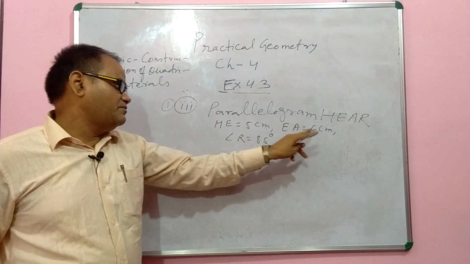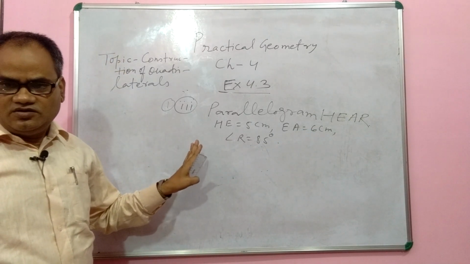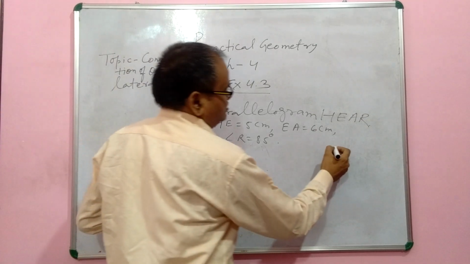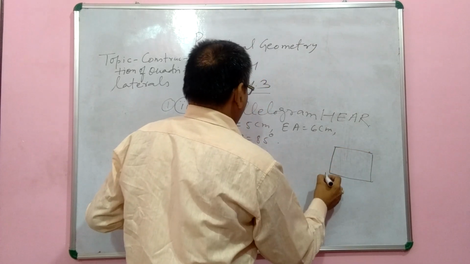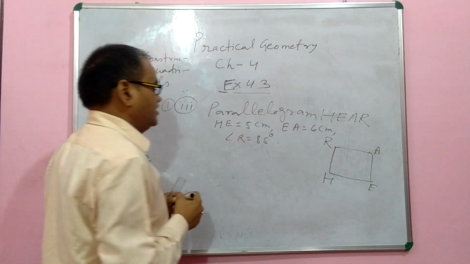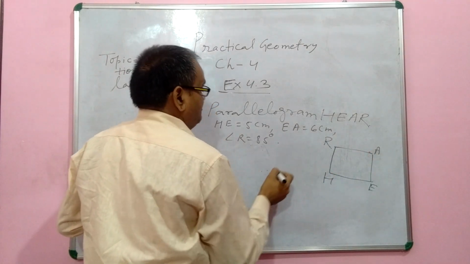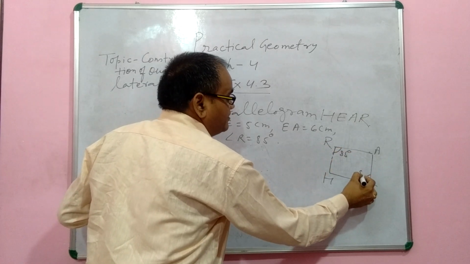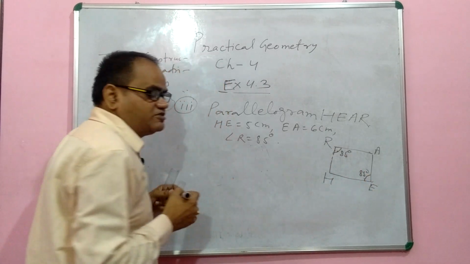Now look here. You know about parallelogram. Parallelogram means opposite sides are equal, opposite angles are equal. Okay, these are the properties of parallelogram. Look here. This is parallelogram HEAR. HE equal to 5 centimeter. EA equal to 6 centimeter. Angle R 85 degree. If this is 85 degree, this is also 85 degree. Why? Because opposite angles of parallelogram are equal. You have studied in chapter 3.